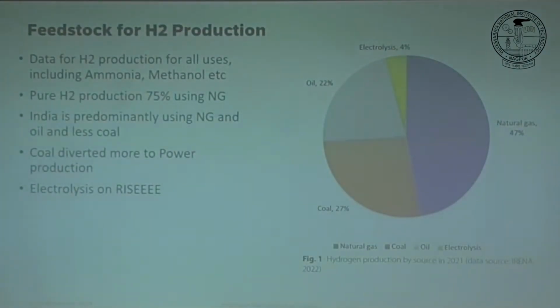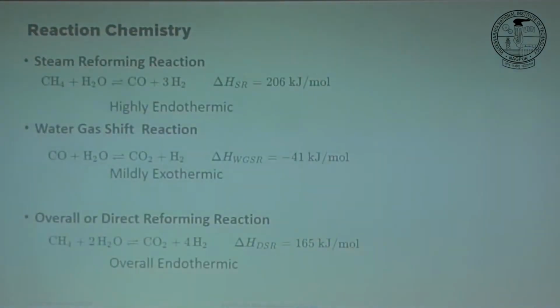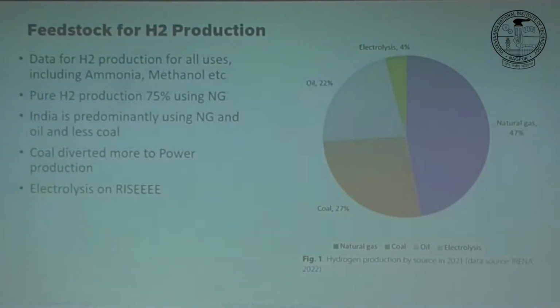Now today we'll spend the next 1 hour on the SMR process using natural gas. Natural gas is mainly methane, almost 96%, we saw yesterday. And as of now, almost 75% of hydrogen production is via natural gas. In countries like China, they use a lot of coal, but in India we are mostly using natural gas. Coal is more used for power production.